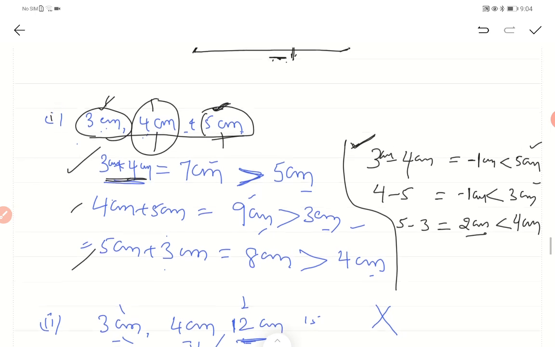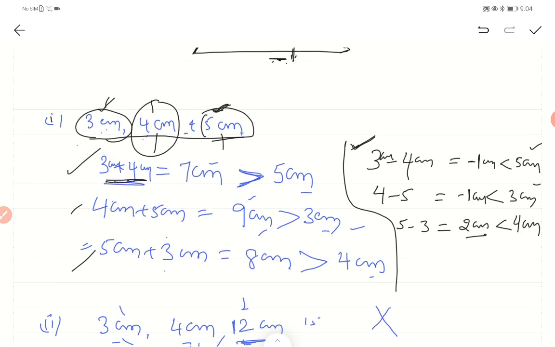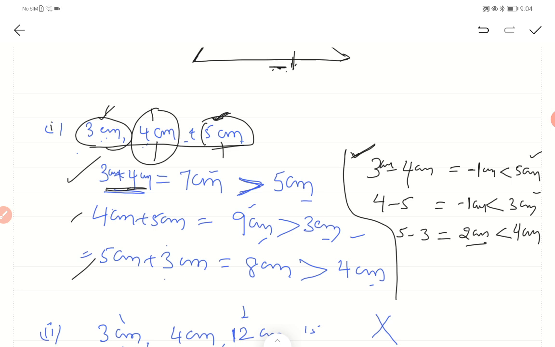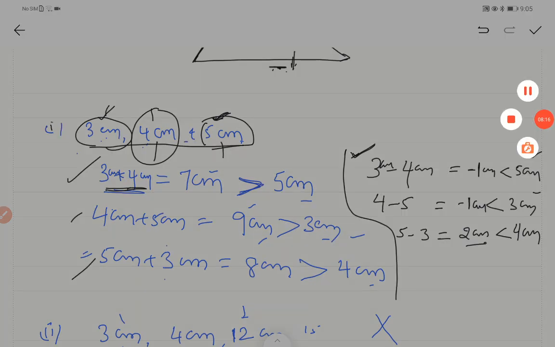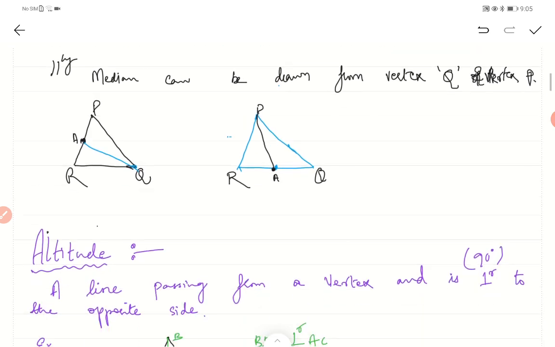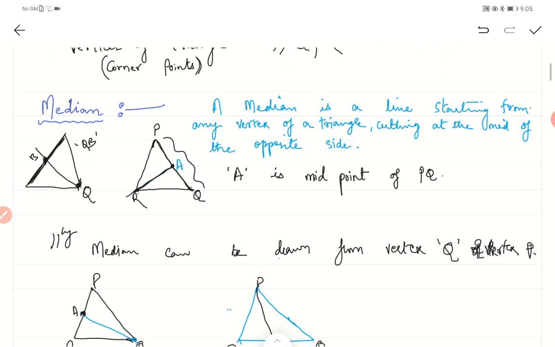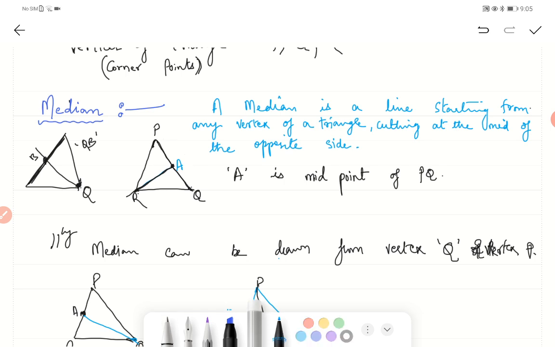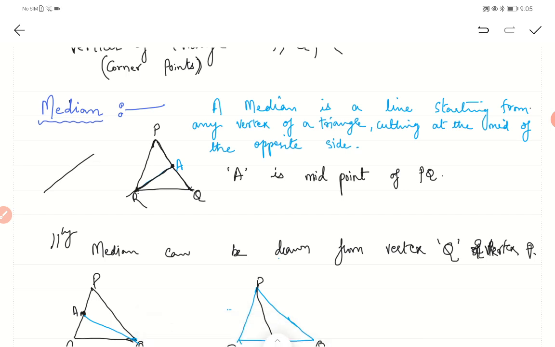Okay, let's move on to the next topics of your triangle unit. So today I'm going to introduce you to two new terms. Today you will learn about median of a triangle and altitude of a triangle. So what is median of a triangle? See, median is just a line, which is passing from a vertex, any vertex.